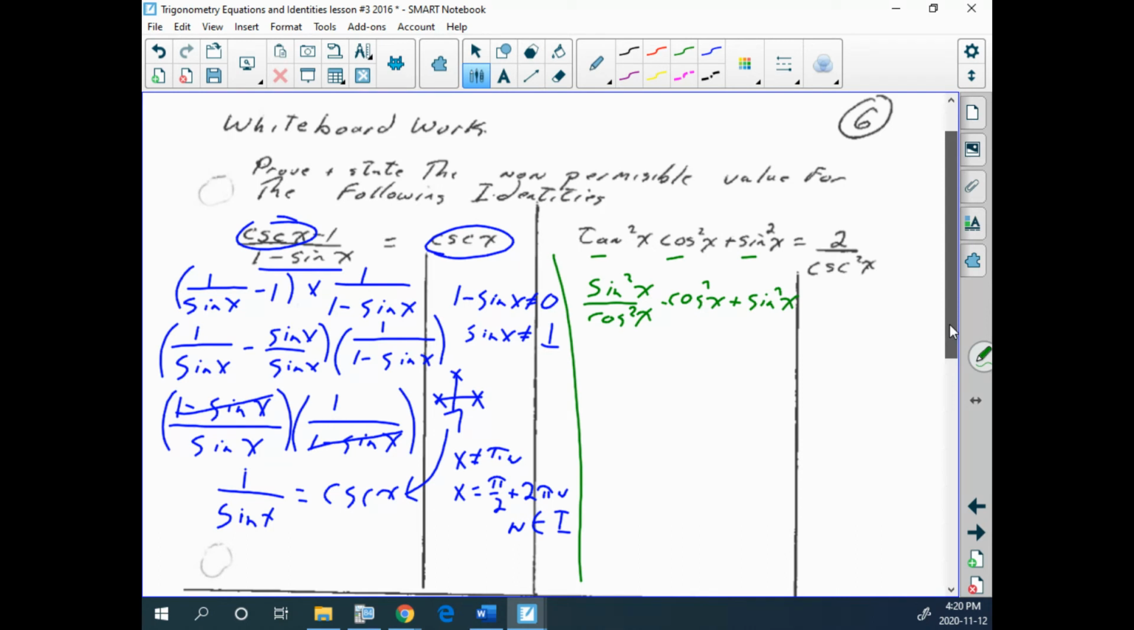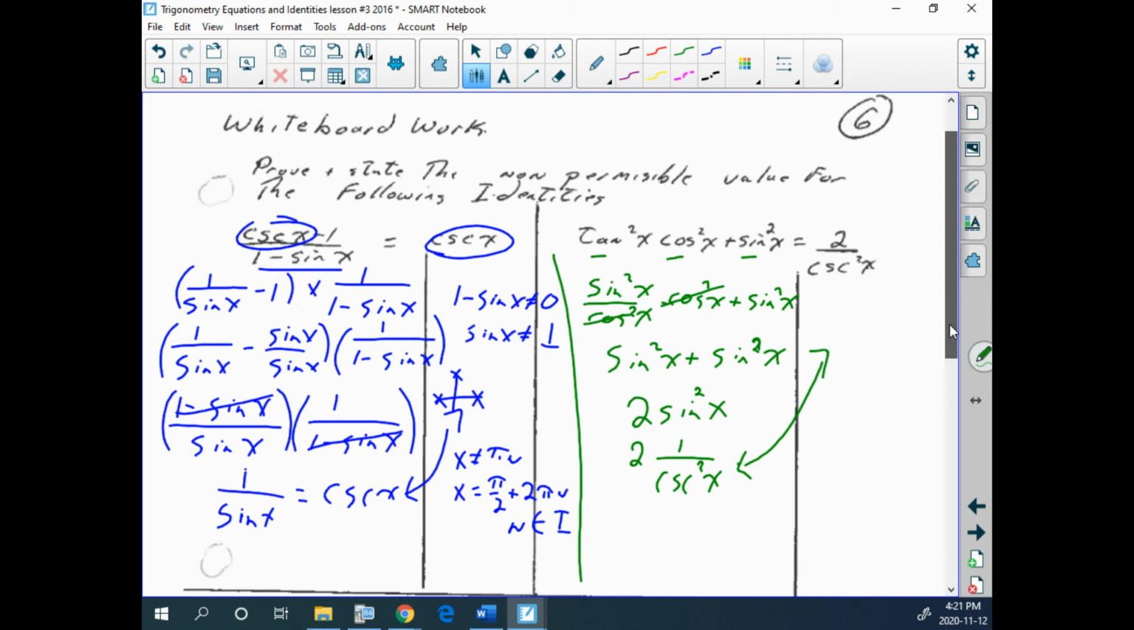Now you can see by doing that, those two are going to cancel each other off. I'm going to be left with sine squared x plus sine squared x. That gives me 2 sine squared x. Now, I could write sine squared x as 1 over cosecant squared x, which is what we have over here.